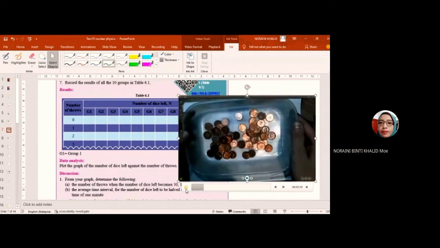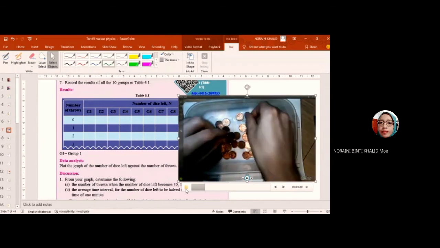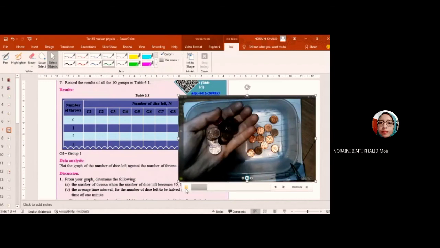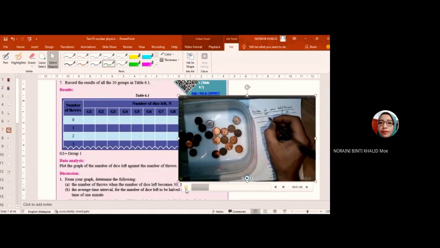Okay, now you throw, you just shake it or you throw on the table also can. What you do, you collect the one that shows the face that you determined just now. Let's say the head. You remove the head, and then you count the tail that is left, and then you record it for the first row. Let's say 26.